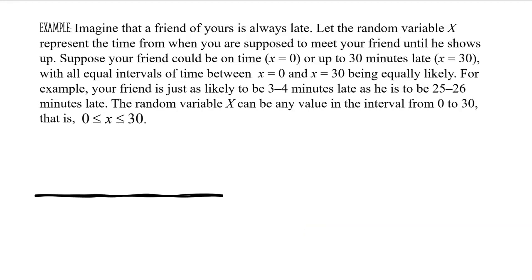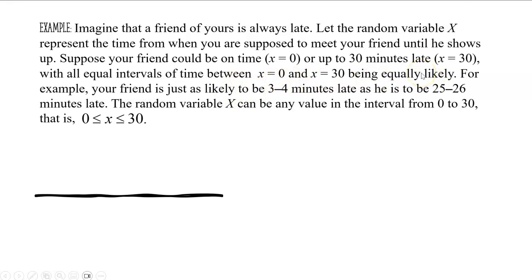So here's an example. Imagine that a friend of yours is always late. Let the random variable X represent the time from when you are supposed to meet your friend until he shows up. You might be that person. It might not be your friend. But just imagine it's a friend right now. So suppose your friend could be on time. That means X equals 0. Or up to 30 minutes late. That means X equals 30. So X represents how late they are, with all equal intervals of time between 0 and 30 being equally likely.